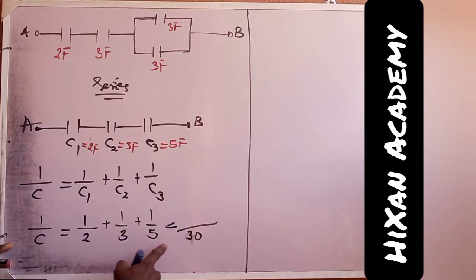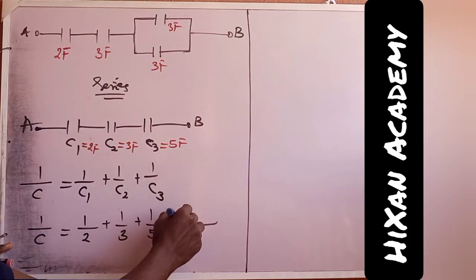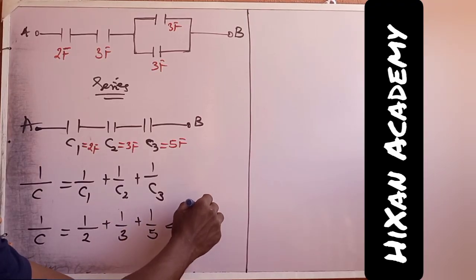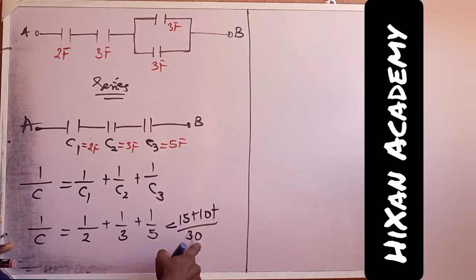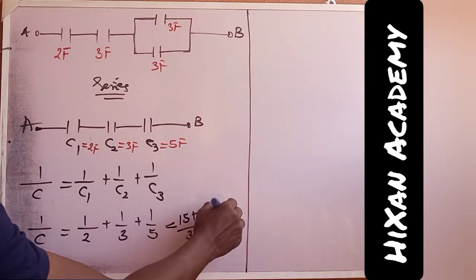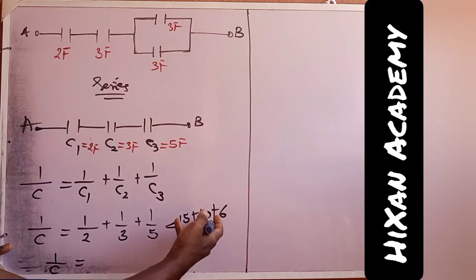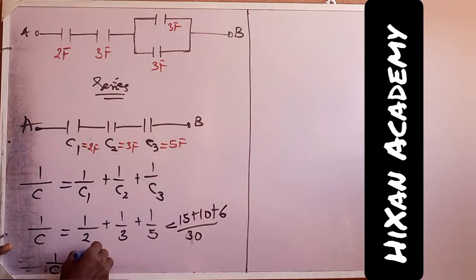We have 30 here. 2 in 30 is 15 times 1 is 15. Plus 3 in 30 is 10, 10 times 1 is 10. Plus 5 in 30 is 6 times 1 is 6. So that implies that 1 over C equals, this is 25, that's 31. So that gives us 31 upon 30.